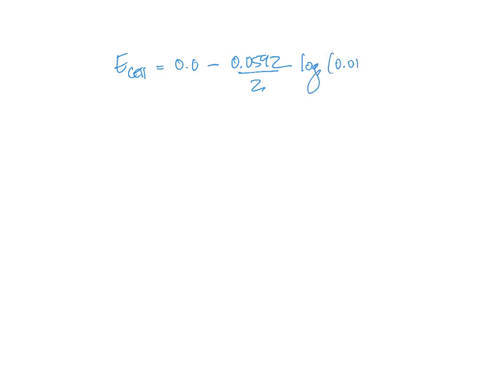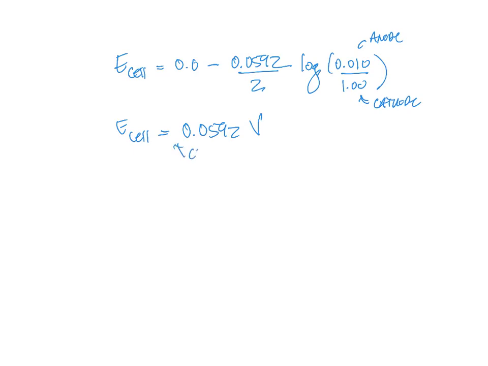0.010 divided by 1.00. What we have on the top is the concentration from the anode. What we have on the bottom is the concentration from the cathode. And as we work through this problem, you'll see why we set it up this way. It is so that we come with an answer of 0.0592 volts. So a concentration cell has a positive EMF so that it is spontaneous in the forward direction.